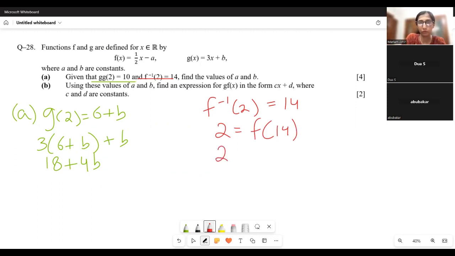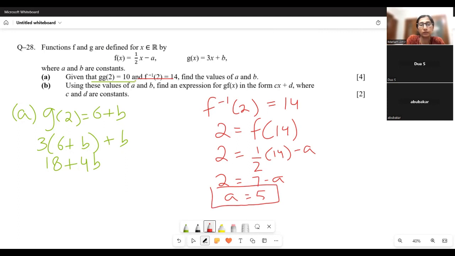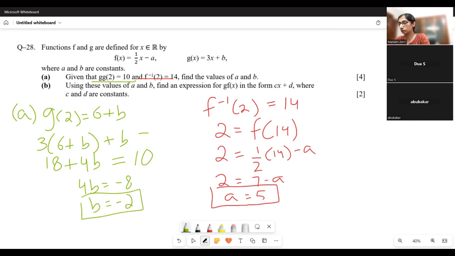So it's going to be 2 is equal to half 14 minus a. So 2 is equal to 7 minus a, a equals 5. So when a is equal to 5, I did not finish the last part. So G of 2 equals 10. So equated to 10. So now 4b would be equal to minus 8 and b will be equal to minus 2.